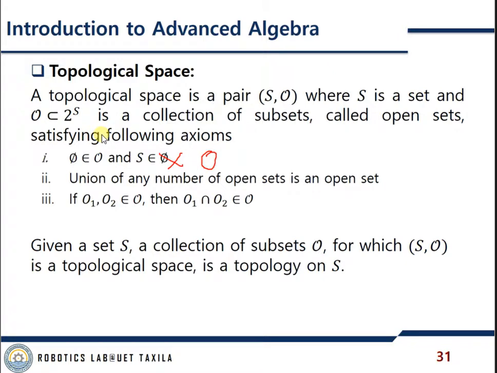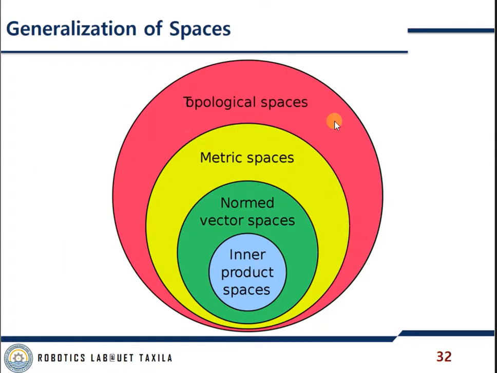Given a set S, a collection of subsets O for which S is a topological space is a topology on S. Why it is important is very interesting to note that in a broader spectrum, you can define all spaces in topological spaces. Under topological spaces come metric spaces, then norm spaces, and then inner product spaces. In mathematics, a metric space is a set for which the distance between all the members of the set is defined. So that becomes a metric space.